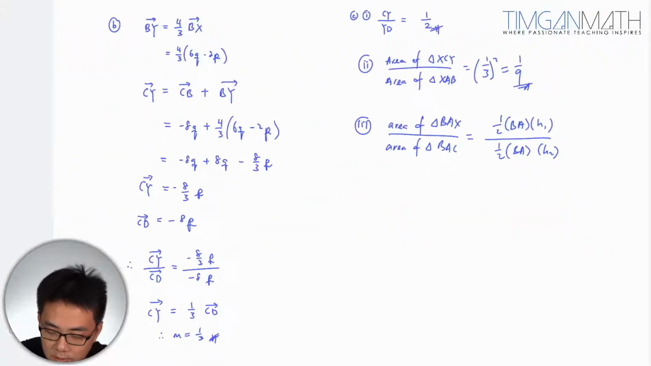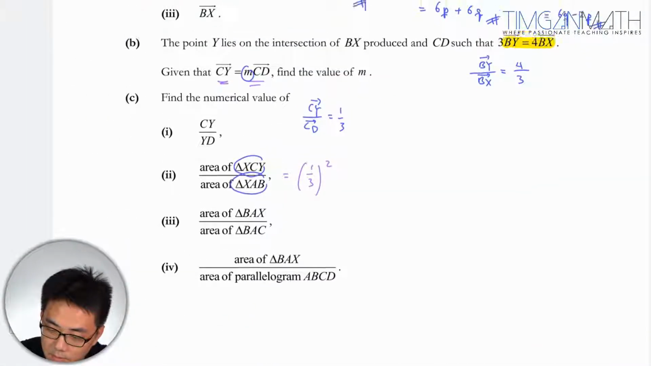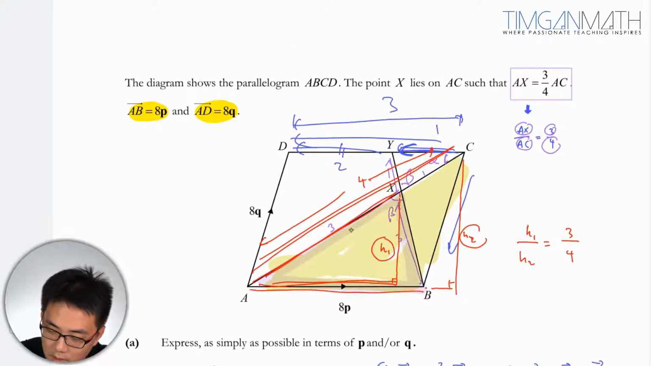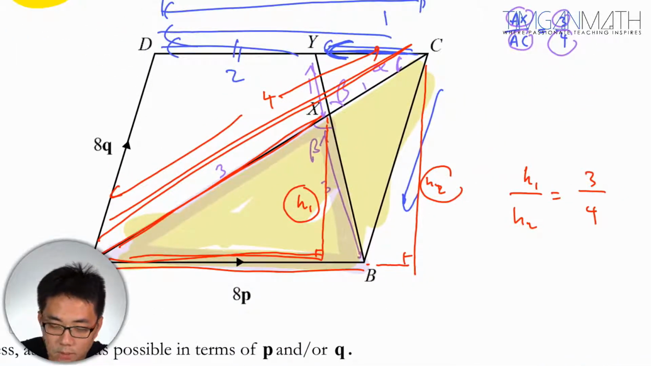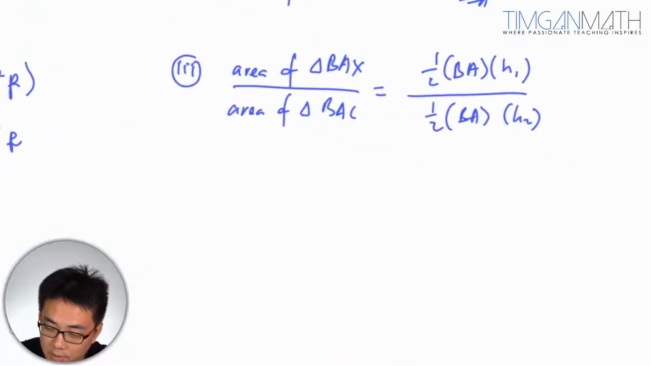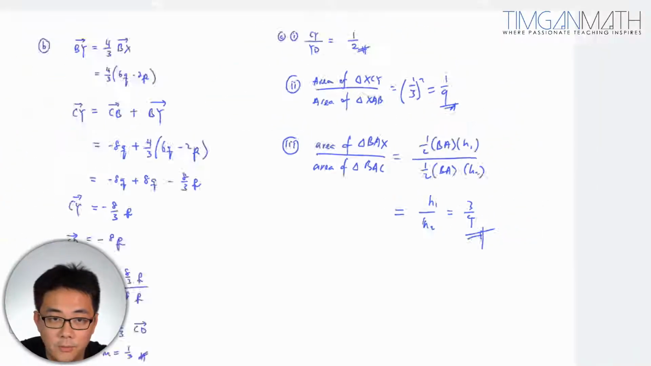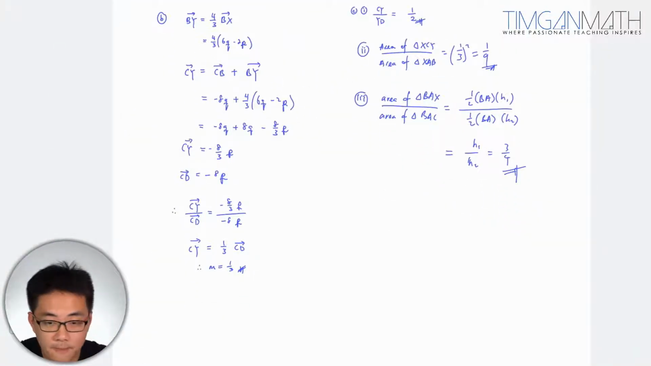So which is actually BAC. Yeah. So now we already established that height 1 over height 2 is 3 over 4. So in this case, if we cancel, it is height 1 over height 2. So this is 3 over 4. Okay, that's how you do this part 3 here.